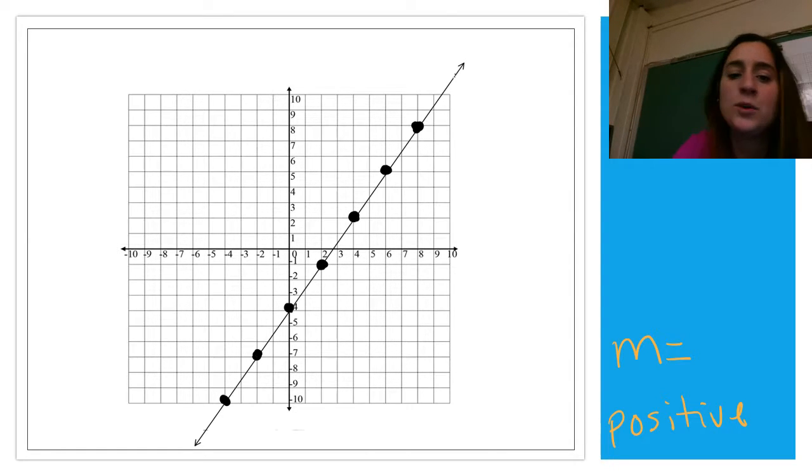Now I'm going to select two random points. So I picked a point here and a point here. I can pick any two points, it really doesn't matter. And they're not always going to give you the points, sometimes you need to find them yourself.